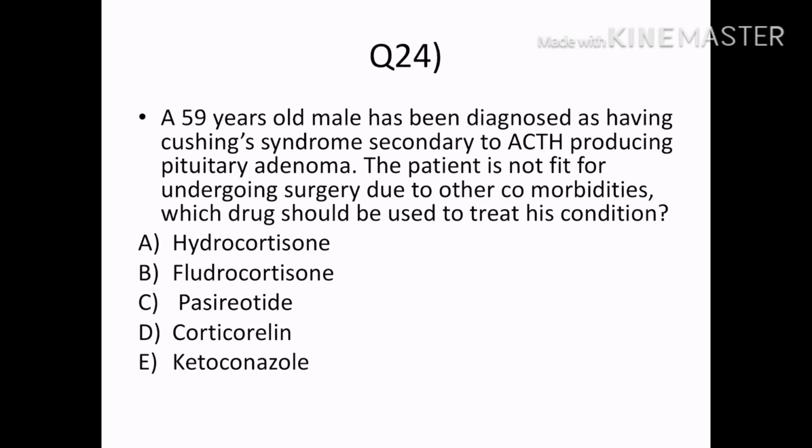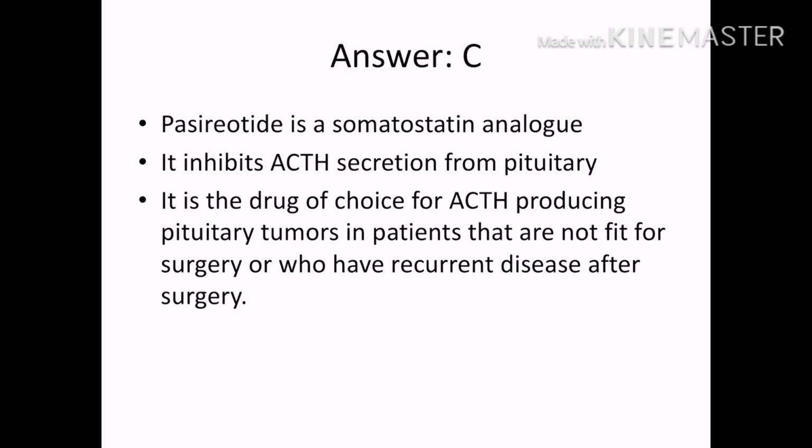So this patient is having Cushing syndrome and that is because he has a pituitary adenoma that is producing excess ACTH. The patient is not fit for surgery and therefore will have to be managed medically. Which drug will be used? The answer is C. Paclitaxel. Paclitaxel is a somatostatin analog. It inhibits ACTH secretion from pituitary gland. It is the drug of choice for ACTH producing pituitary tumors in patients that are not fit for surgery or who have recurrent disease after the surgery.